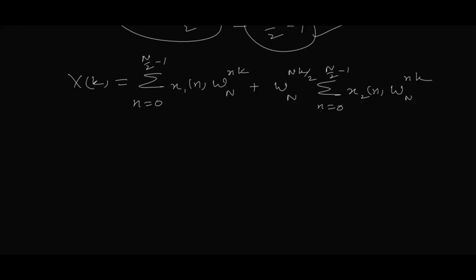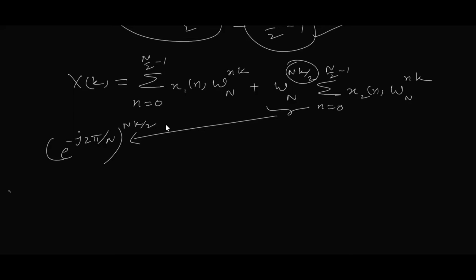Now let us find the value of this Twiddle factor first. It can be represented in exponential form, e to the power minus j 2 pi by N, but we have these two things in the power, so I'll have to consider those. If we cancel a few things, N gets cancelled out, 2 gets cancelled out, so we are left with only e to the power minus j pi k.